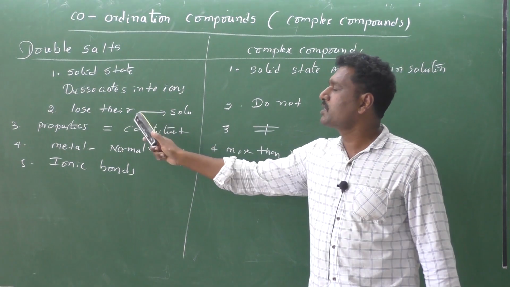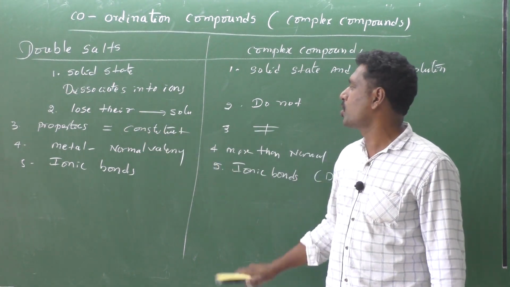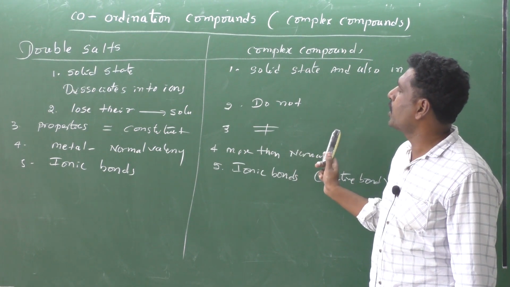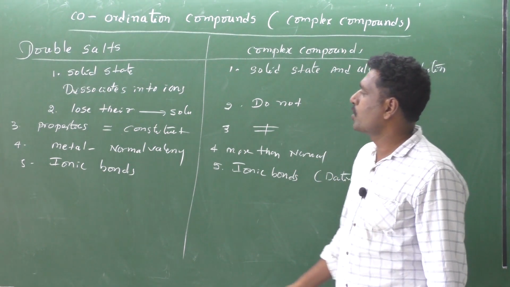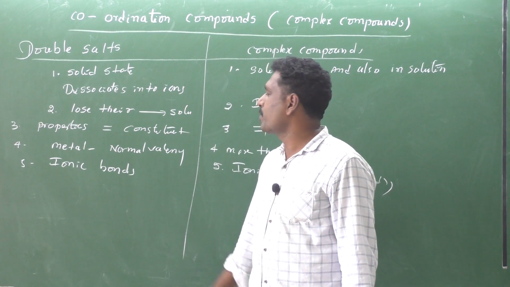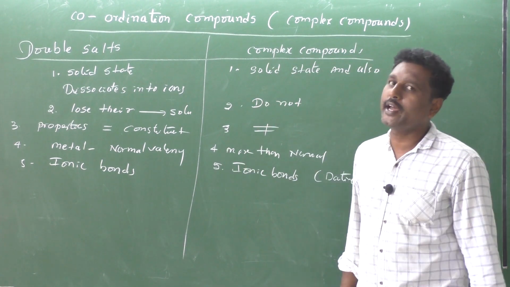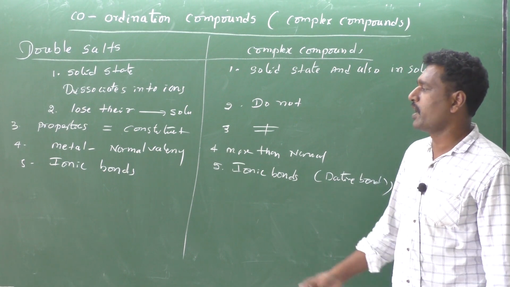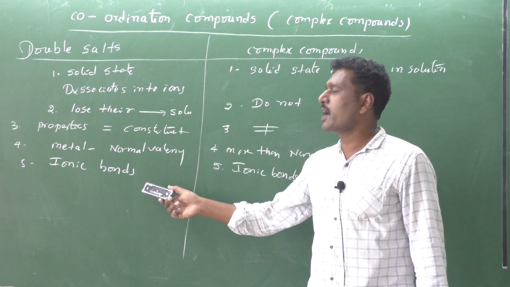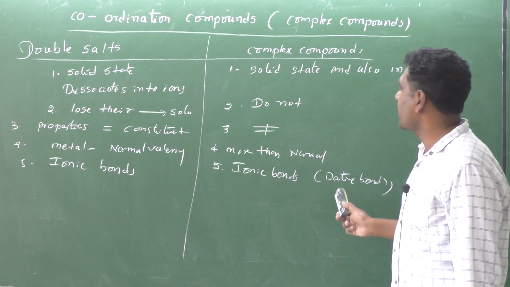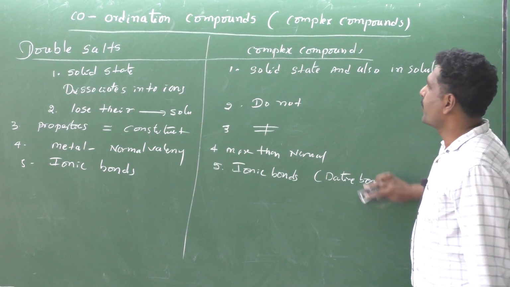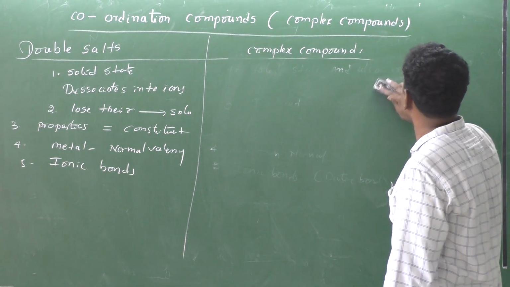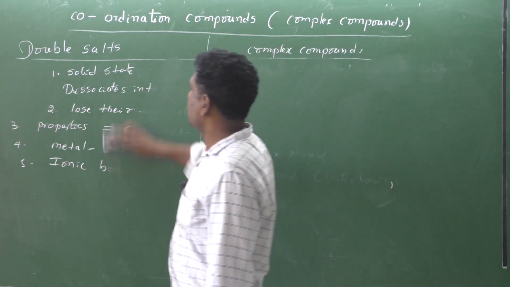Properties of the double salts are equal to the constituent molecules. Properties of the complex compounds are not equal to the constituent molecules. Metal exhibits only normal valency in double salts, and more than normal valency in complex compounds. Double salts have ionic bonds only; complex compounds exhibit ionic bonds as well as dative bonds. So these are the differences between complex compounds and double salts.